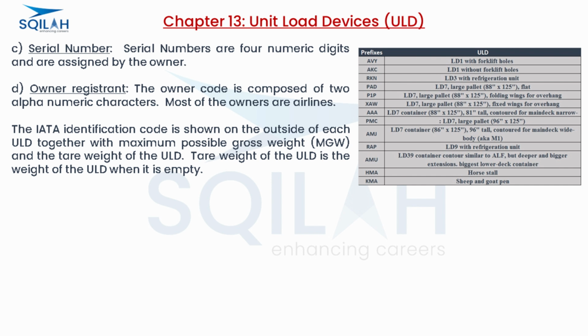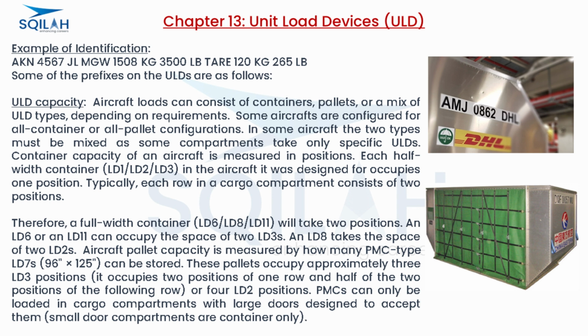C. Serial number. Serial numbers are 4 numeric digits and are assigned by the owner. D. Owner registrant. The owner code is composed of 2 alphanumeric characters. Most of the owners are airlines. The IATA identification code is shown on the outside of each ULD, together with maximum possible gross weight, MGW, and the tare weight of the ULD. Tare weight of the ULD is the weight of the ULD when it is empty. Example of identification: AKN 4567 JL, MGW 1508 kilograms, 3500 pounds, TARE 120 kilograms, 265 pounds.